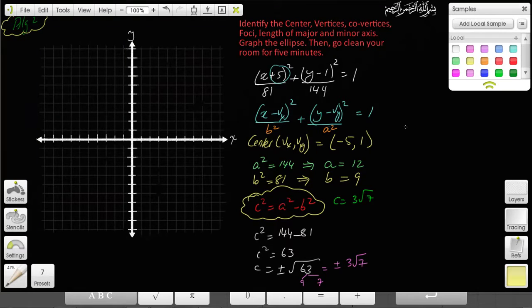Okay, so now we have a, b, and c, and we are fully armed and dangerous, so to speak. Now let's try to graph this then. Now we understood that the center is shifted. It's negative 5 and 1. So let's place that in our graph.